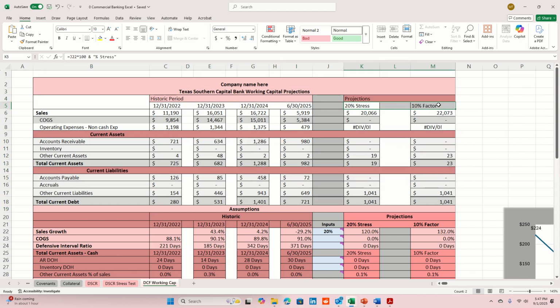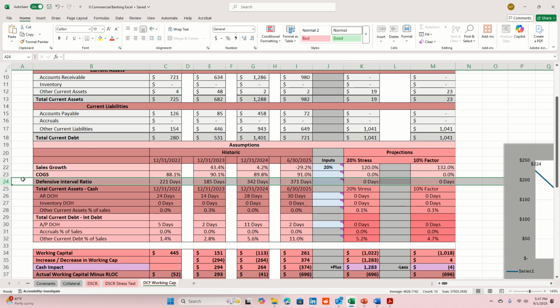Remember, we're increasing sales because if sales go down, then that means less people purchased on account, and that means we're going to get payments on our accounts receivable, and we're going to end up with more cash. So we want to increase sales, because increase in sales means less cash. Okay?